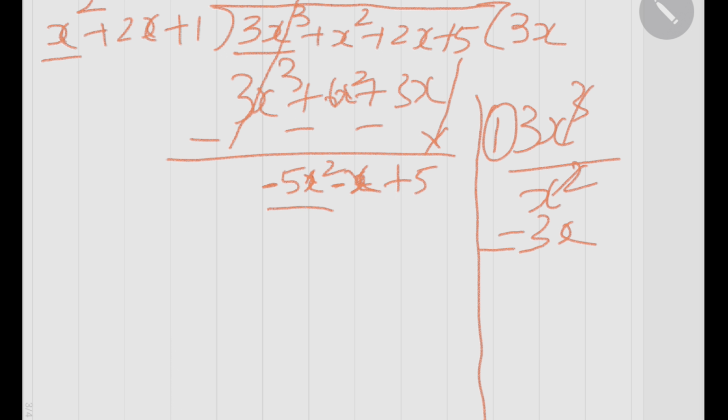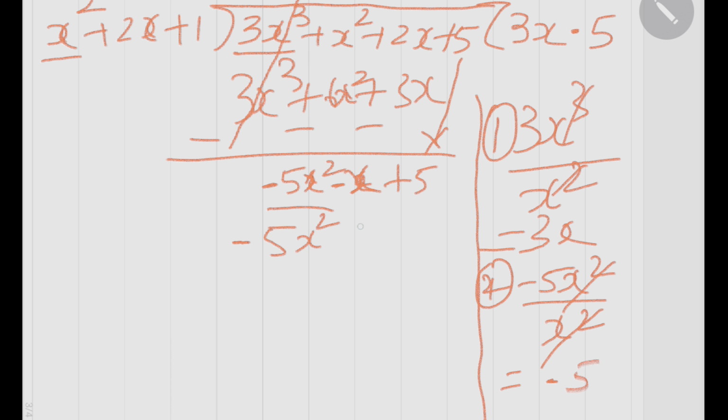Next, again the same thing: first term by first term. What is the first term over here? Minus 5x square by x square. X square will cancel each other, so minus 5 is left out. Write it here: minus 5. Minus 5 into x square is minus 5x square. Minus 5 into 2x is minus 10x. Minus 5 into 1 is 5, and minus into plus is minus. So this is minus 5, not plus 5.